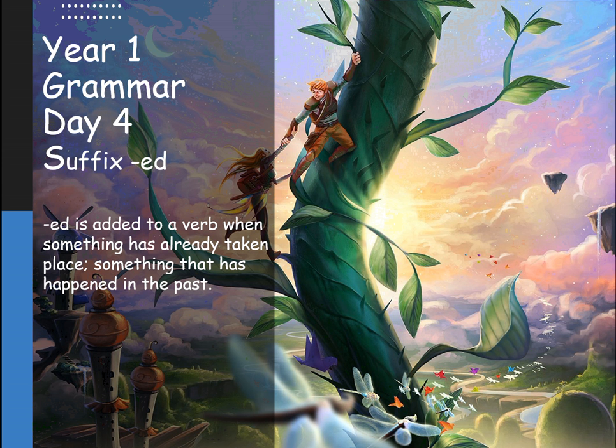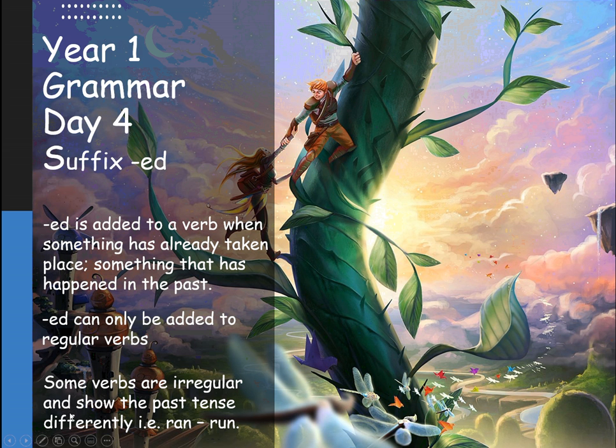So ed is added to a verb when something has already taken place, something that's happened in the past. However, an ed can only be added to regular verbs. Some verbs are irregular and show the past tense differently, for example, ran and run. I run to the shops, present tense. I ran to the shops, past tense. Okay, so that's what we're looking at today. We're trying to identify regular and irregular verbs.